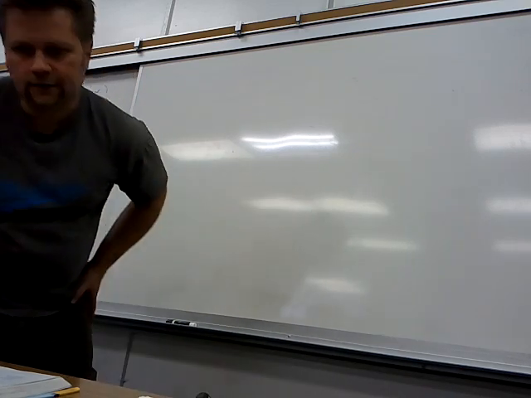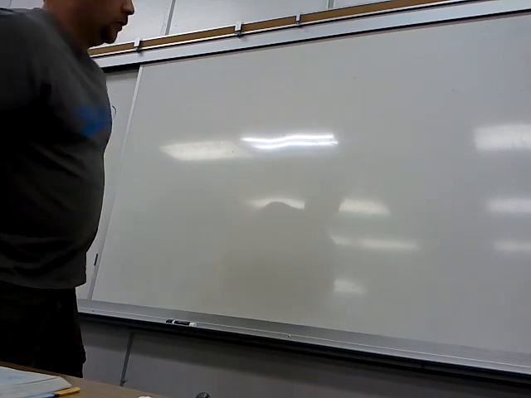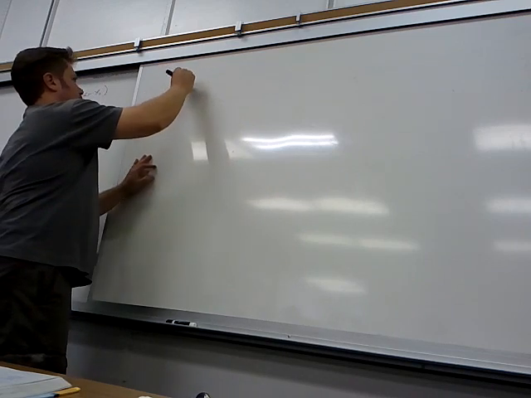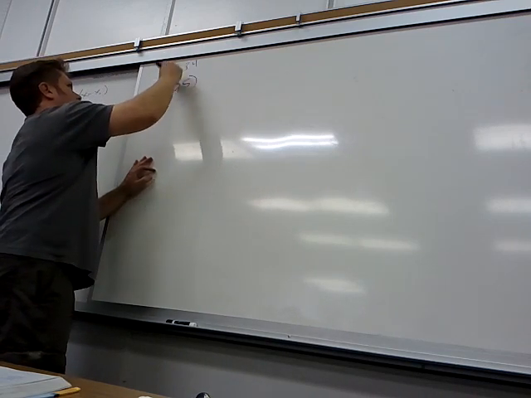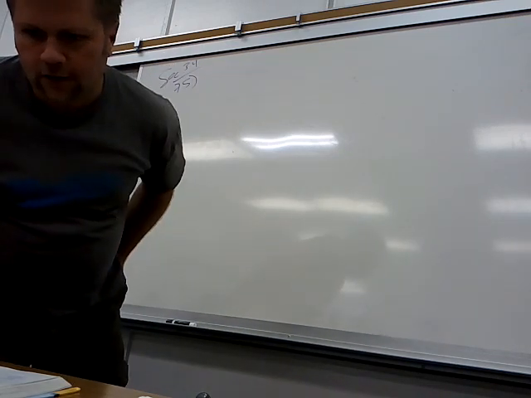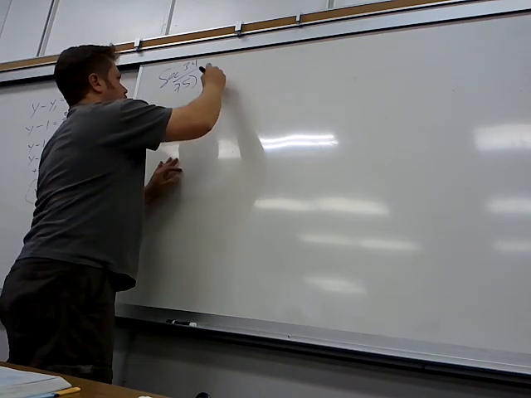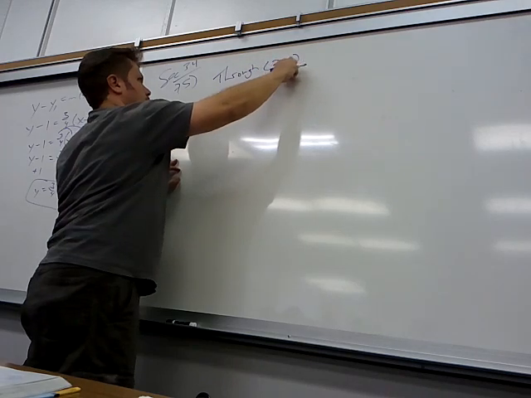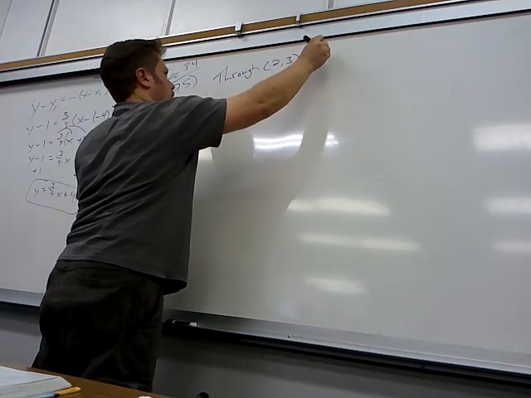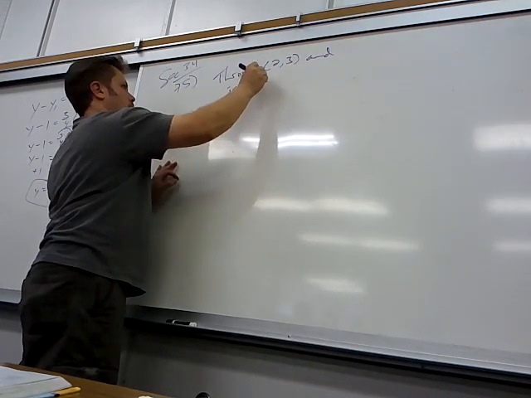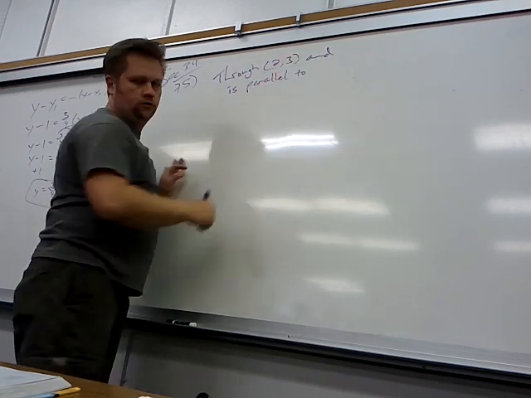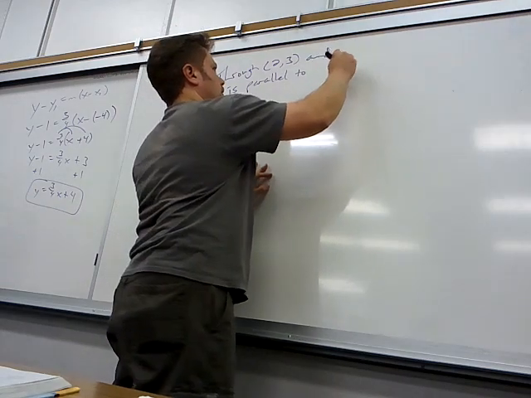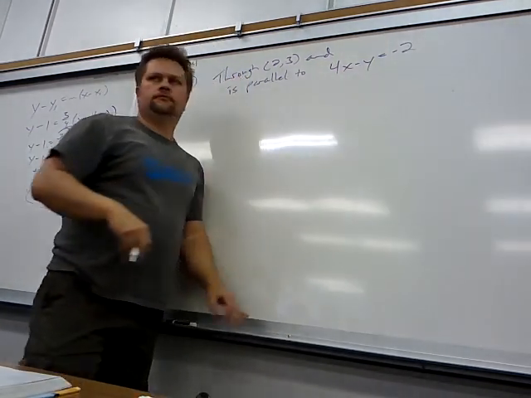So this problem says, which problem was it again? 75, section 3.4. Find the equation of a line that goes through 2/3, 2/3, and is parallel to 4x minus y equals -2.